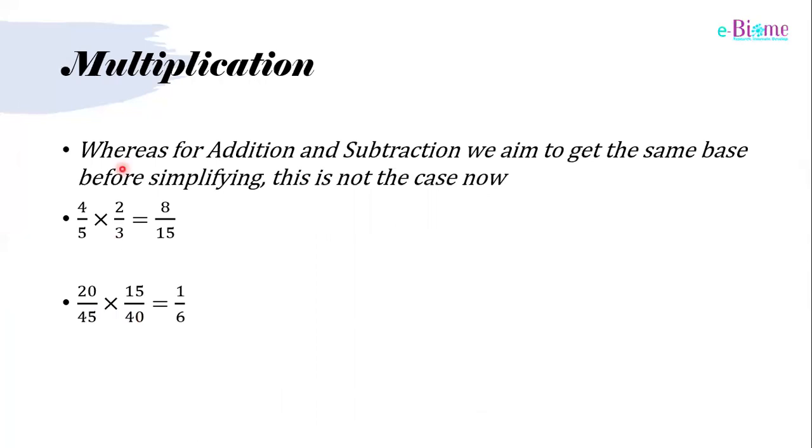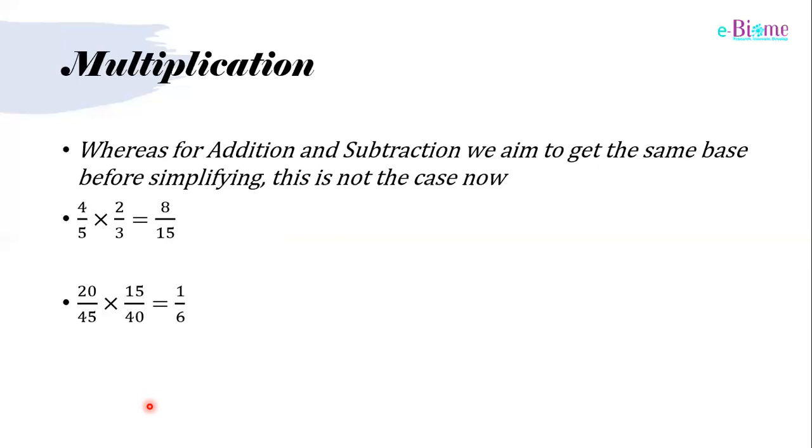So for instance, just a little recap. In order to add 2/3 plus 5/3, that would be the most efficient way to do it. Not the only way to add them, but the most efficient way is to ensure you get the base to be the same, and then you go on to simplify.